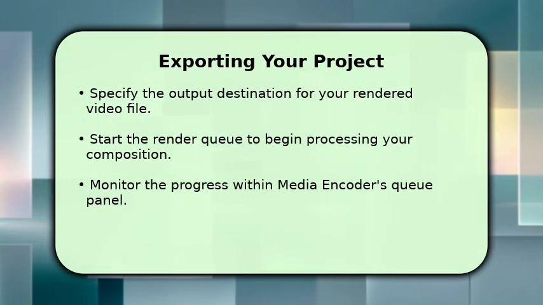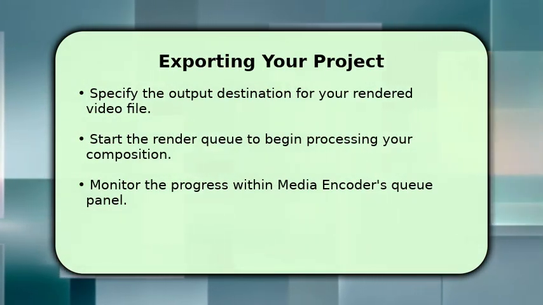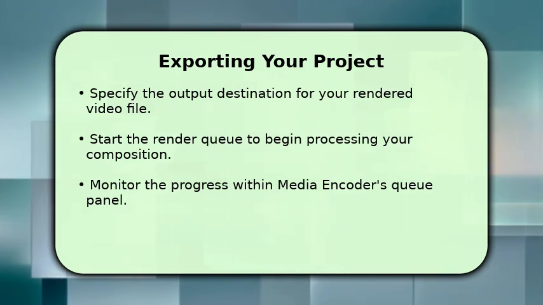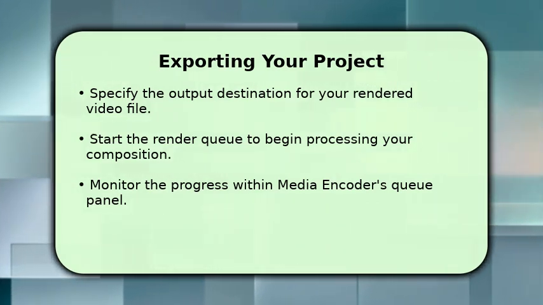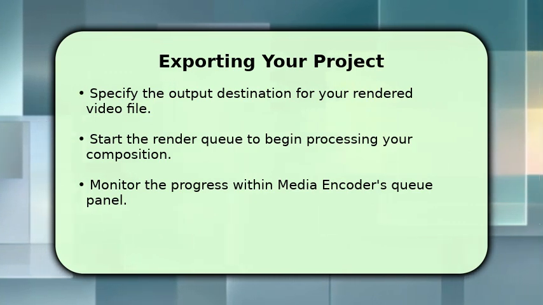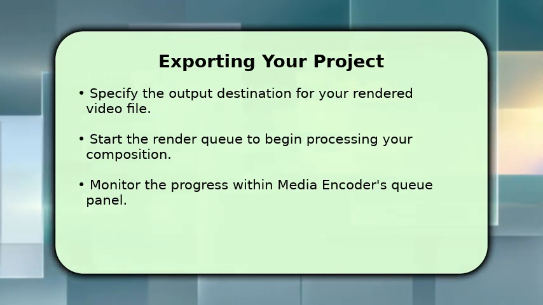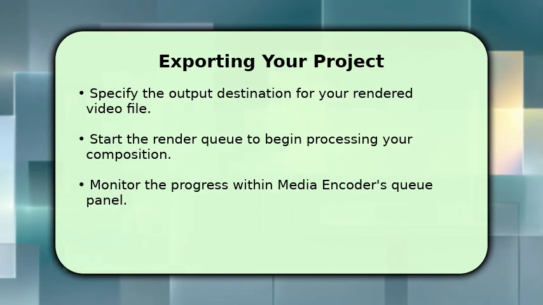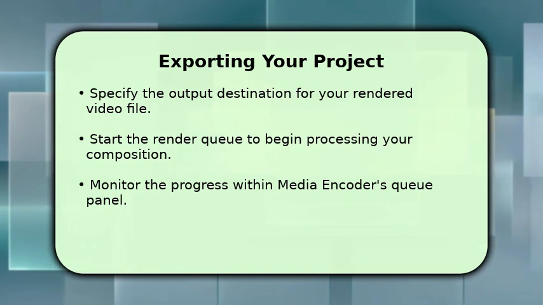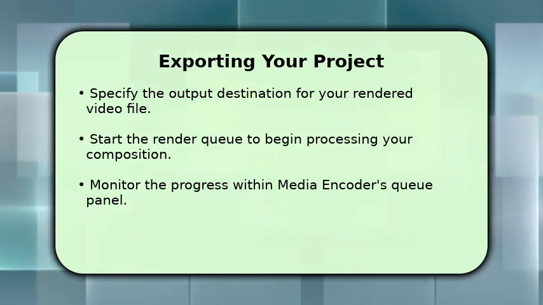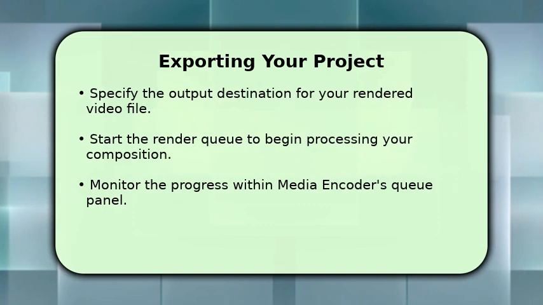Before starting the render, click on the output file name to specify where your final video will be saved on your computer. Choose a clear and accessible folder. Once your settings are finalized and the destination is set, simply click the green Start Queue button. Media Encoder will then begin processing your composition, and you can monitor its progress directly in the queue panel.